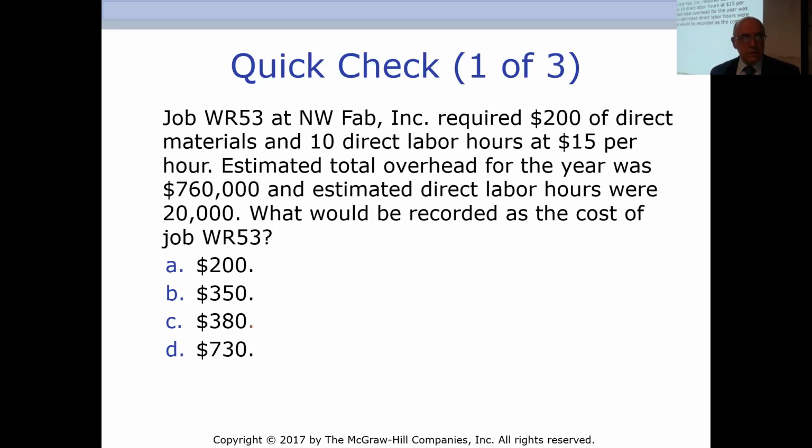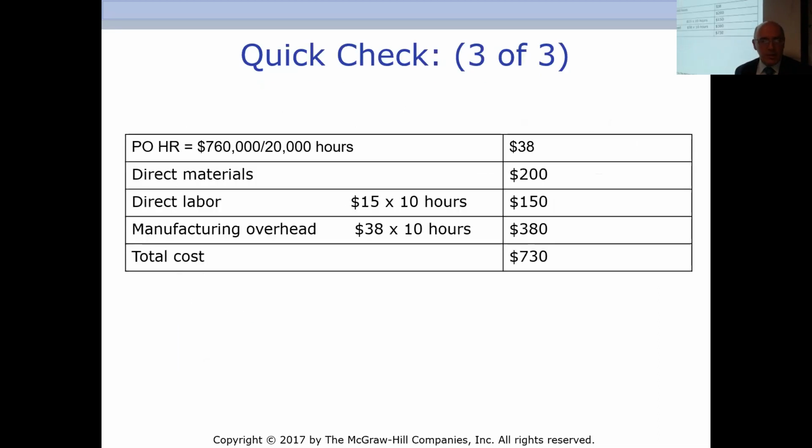And we know 760 divided by 20,000 is another 38. Well, that's per unit times 10 is 380. So can we agree that the answer is D? Well, I hope it's right, because otherwise I don't know what I'm going to say. Oh, there it is, 730. Okay. And you see where it came from.